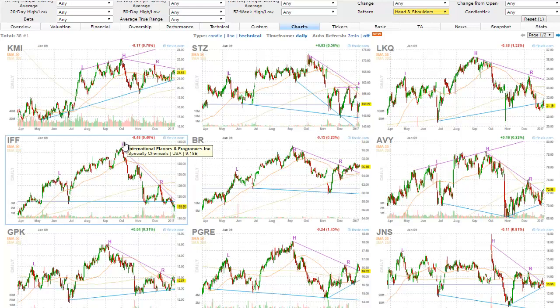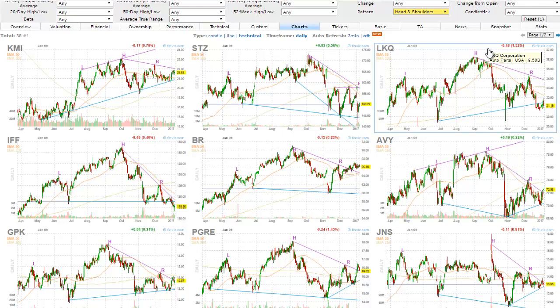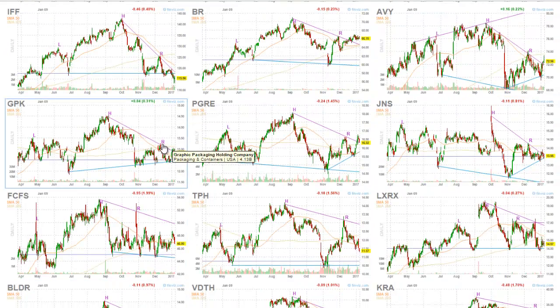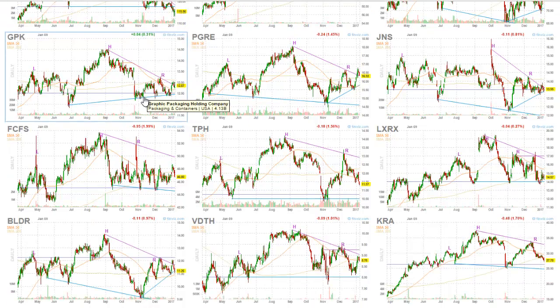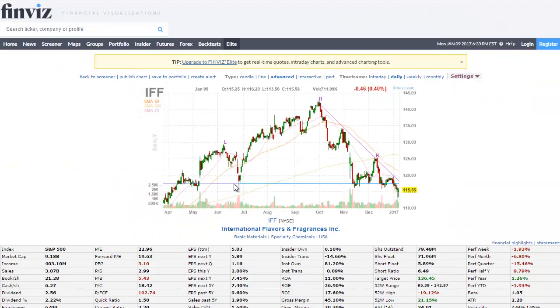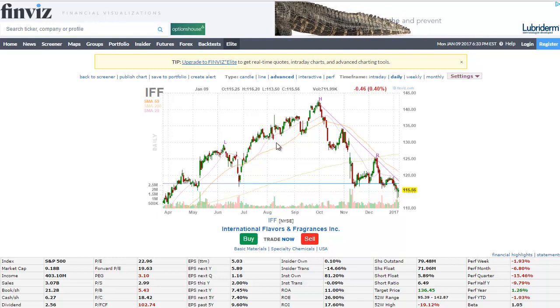The most important part is that the head is the top of the pattern. In all these cases, the head is at the top of the pattern. It could be very sloppy by the time you get to that right shoulder over here. It's very hard to see. But if you would have gone to each one of these patterns, that's an interesting one that we're looking at right now.